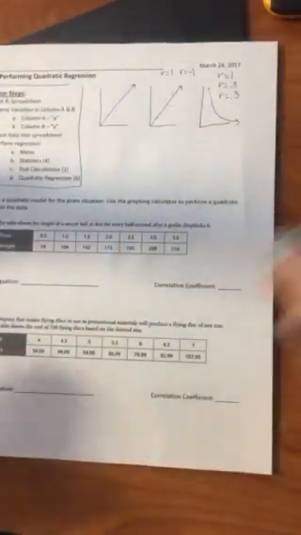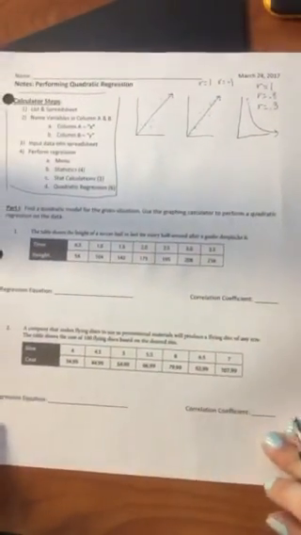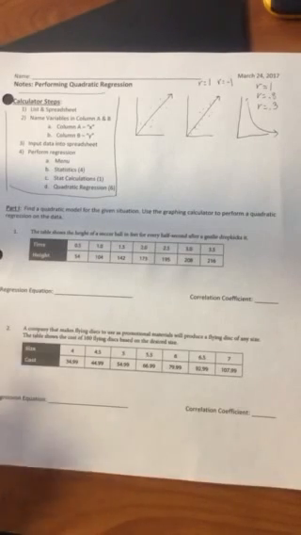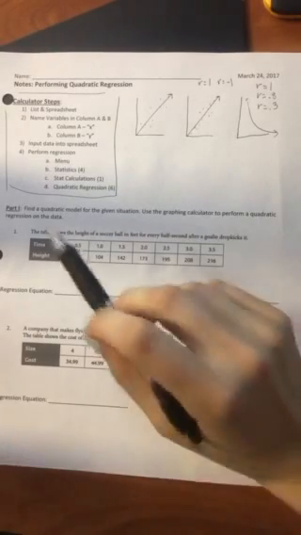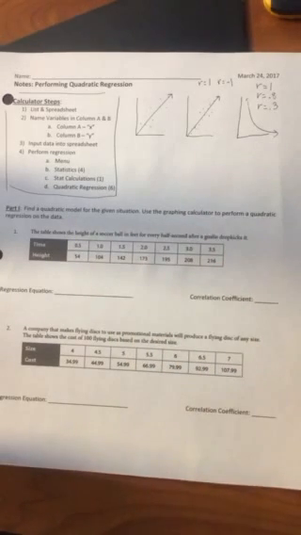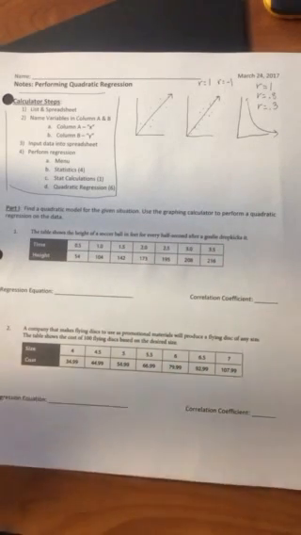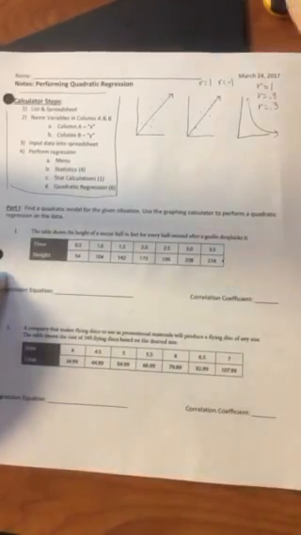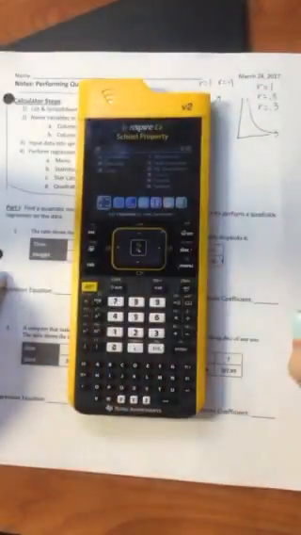Over here, to help you follow along, we have the steps written out. Perfect, just what you need to solve this problem. So part 1: I'm going to do 2 problems for you, and then I'm going to have you finish the rest in class and check it with Miss Gray. Problem 1 says, find the quadratic model for the given situation using the graphing calculator to perform quadratic regression on the data. I've got this table of data, so I'm going to go to the calculator.